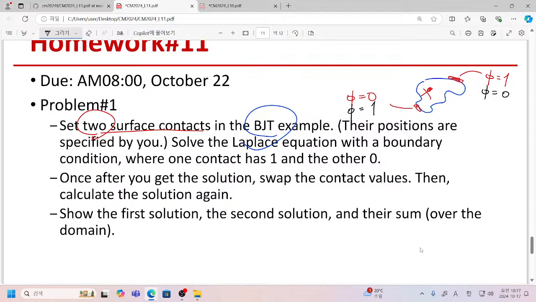So in your report you have to specify where your two contacts are, and show the first solution and second solution, and finally the sum of these two solutions. So that is homework number 11 for you, and you have 5 more days to perform that one, so please try to do it.